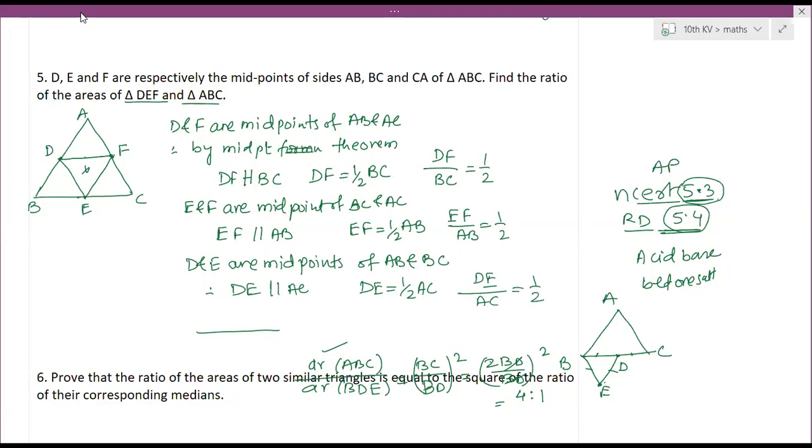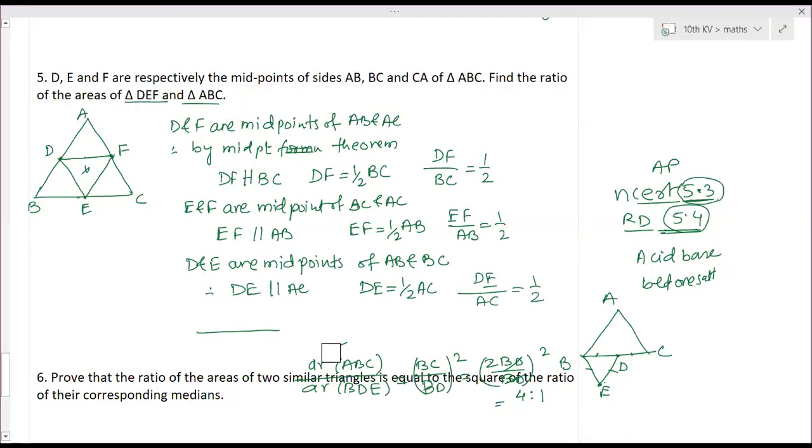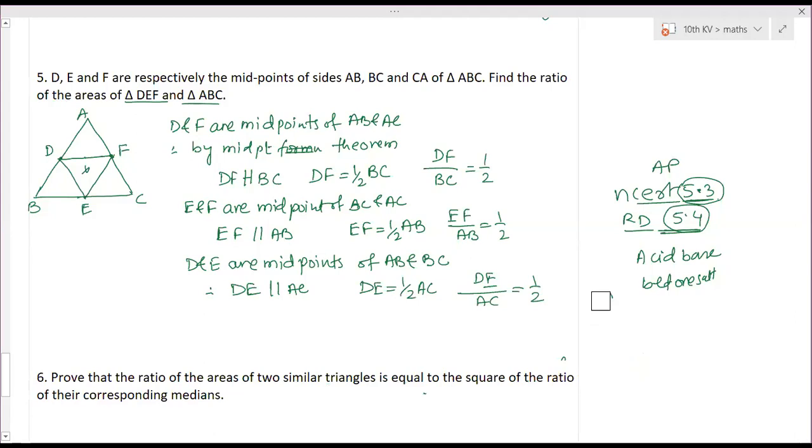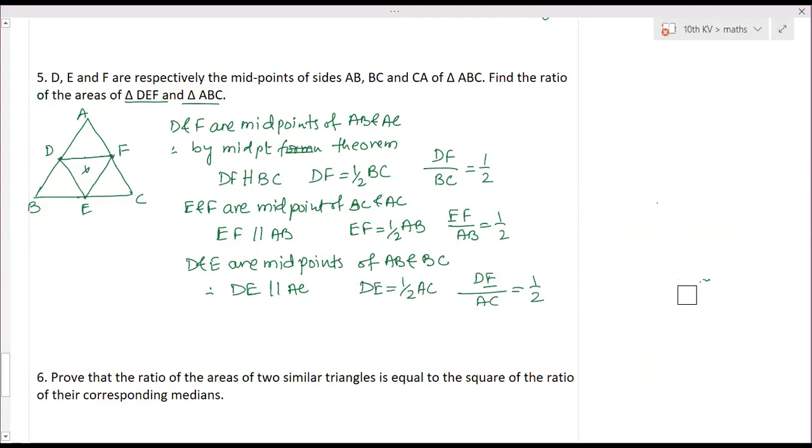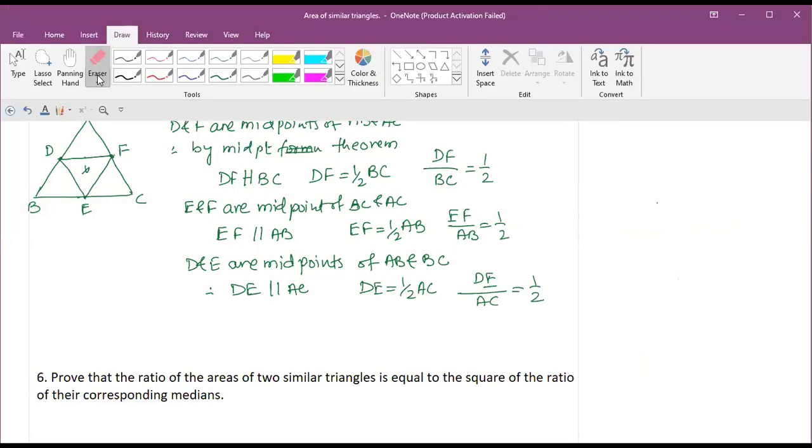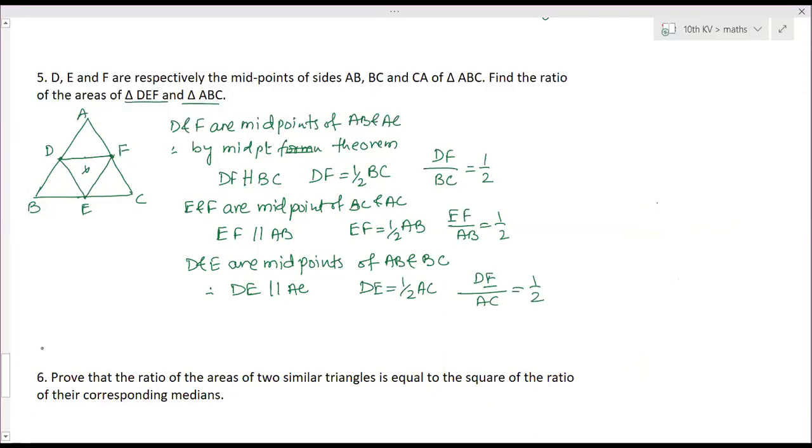Now what can you say further from this? How, by using this, to prove similarity? By SSS. By the SSS criterion, the ratios of corresponding sides of both the triangles are in the same proportion. So therefore, these two triangles are similar by SSS similarity.